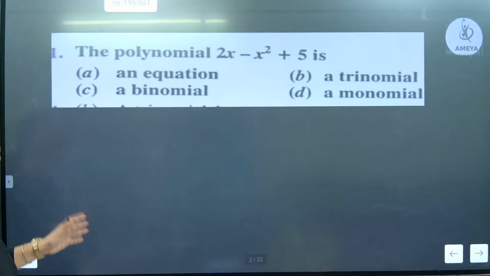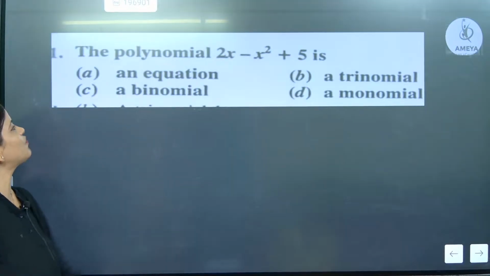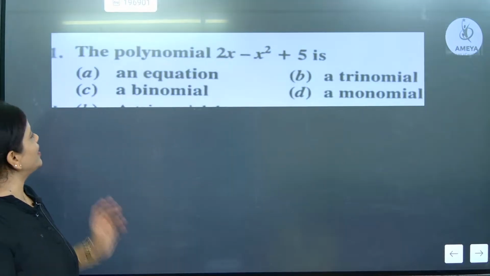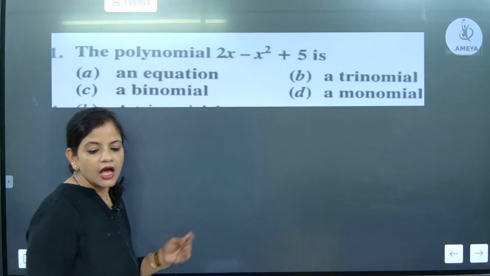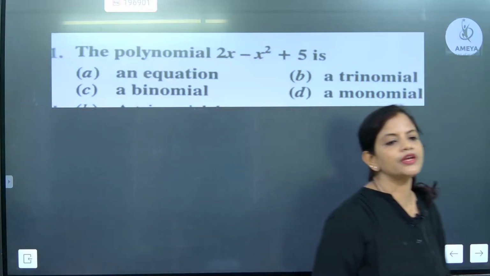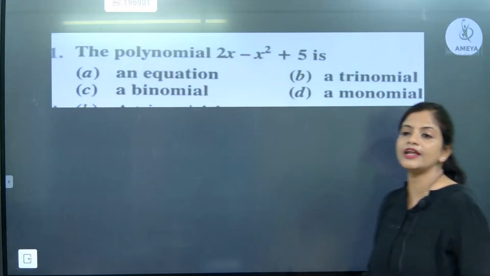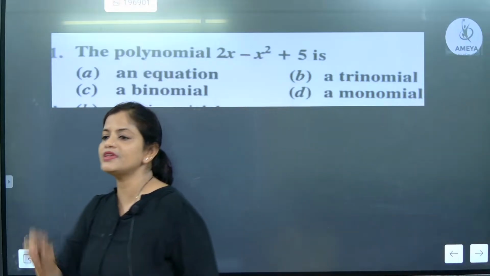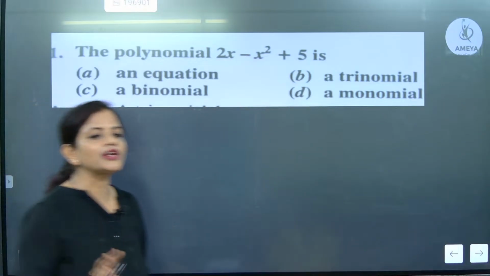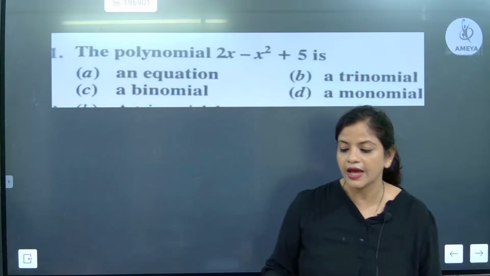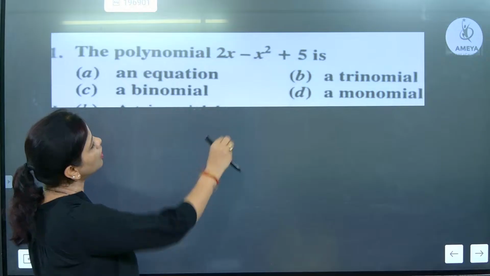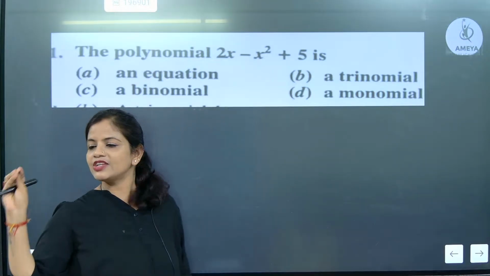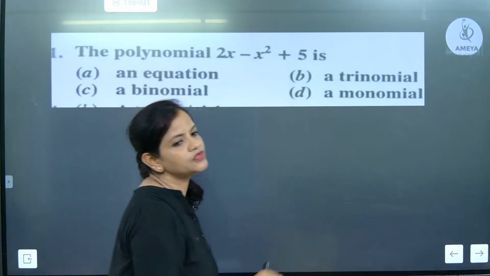The polynomial 2x minus x square plus 5 is a trinomial, binomial or monomial. What is the correct answer in option wise you can give? What is the word called as trinomial? Trinomial means 3 terms will be there. They're not asking actually here about degrees. Okay. So we must think about what they're actually asking here. Here they're not asking about degree. What they're actually asking here is, how many terms are there?